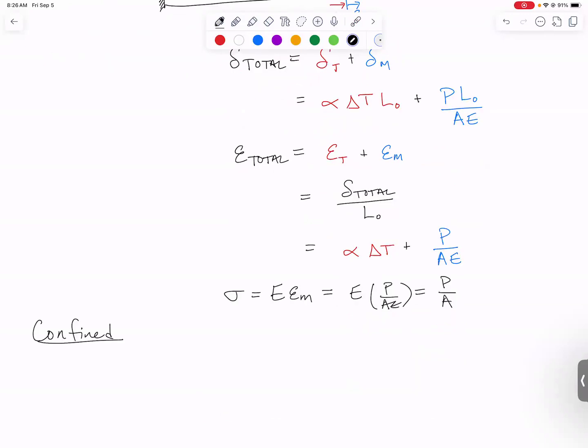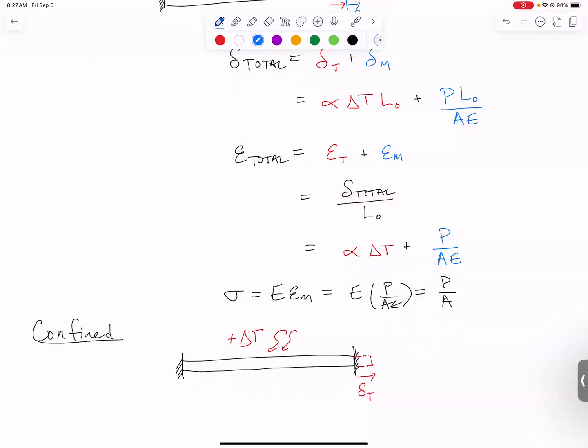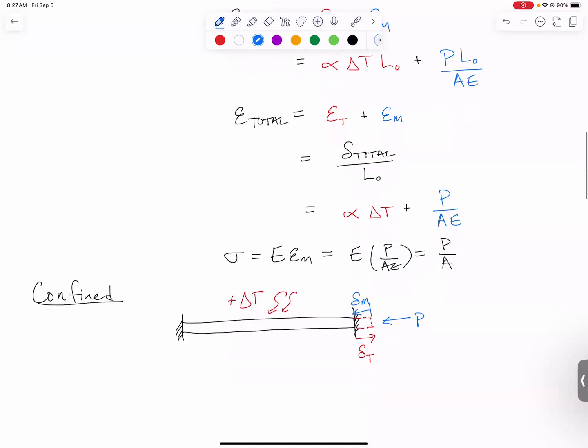What we worked on last time was the confined situation, where we are fixed on one end. We could have a gap, or more simply, I'll just draw it assuming we're fixed on the other end. Now we apply a positive temperature change and it wants to get longer. So without any externally applied load, what's going to happen is it wants to get longer by delta thermal. It's not able to, so you end up with an induced compressive load that pushes it back the other way, a delta mechanical. And what we need is that the magnitude of delta thermal has to equal the magnitude of delta mechanical.